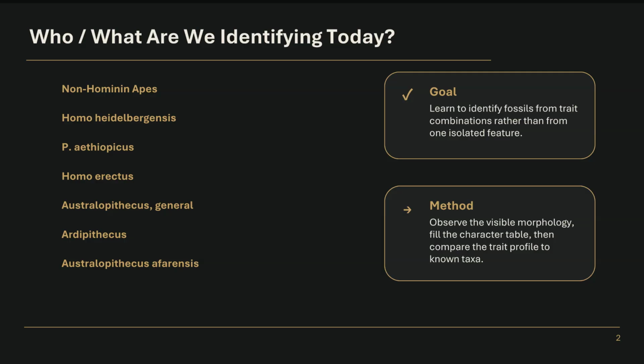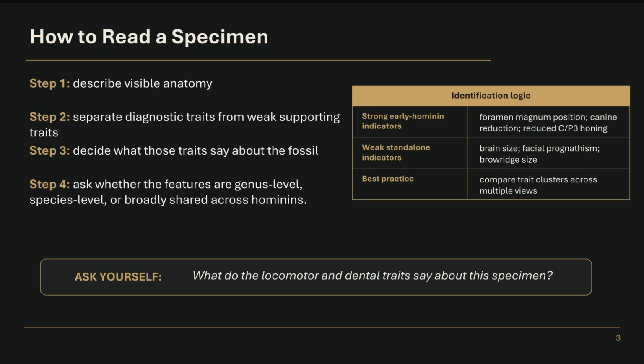Brain size, for example, is often tempting as a quick identifier, yet early hominins can be small-brained, and several later archaic humans can overlap in cranial capacity. Prognathism presents a similar problem. It is present in non-hominin apes and in many early hominins. A thick brow ridge may occur in multiple taxa within Homo. A careful identification, therefore, requires trait clusters rather than isolated features. The central question for each specimen is, which anatomical pattern best accounts for the preserved evidence?